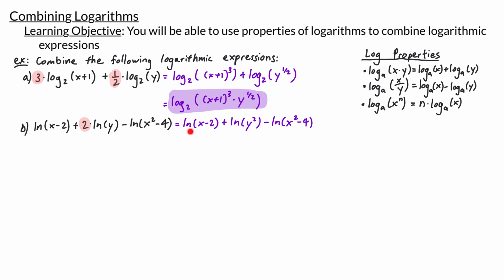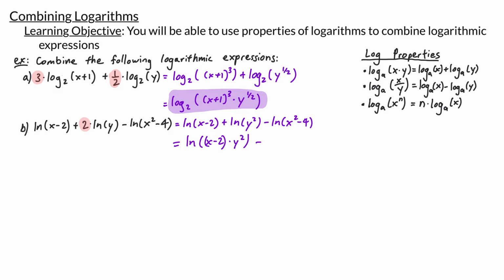For example, I can combine our first two logarithms together. Since we're adding the two logarithms, we can combine things together using our first property. If we have a sum of two logarithms, we can combine things into a single logarithm by multiplying their insides. So this is going to give us ln of x minus 2 times y squared.